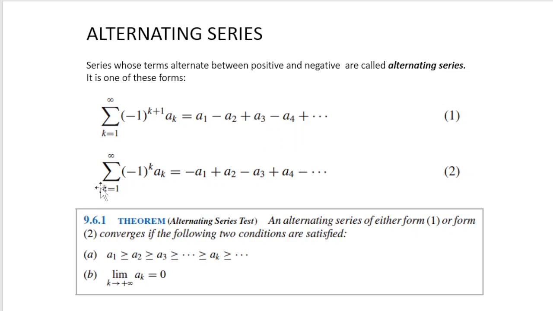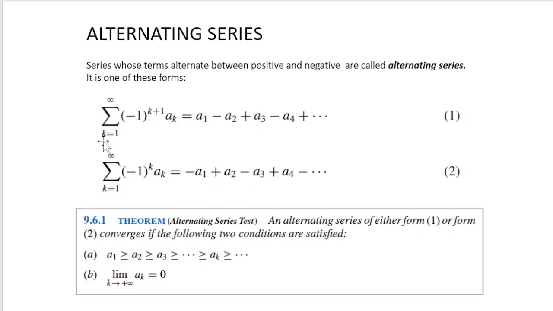The other alternating series form is the summation of negative 1 to the k times a sub k, where k is from 1 to infinity. If the value of k is 1, negative 1 raised to 1 times a sub 1 is negative a sub 1. If k is 2, then negative 1 to the second is positive 1 times a sub 2, so we have the second term. If k is 3, then negative 1 to the third is negative 1 times a sub 3. So that's the third term of the series, and so on and so forth.